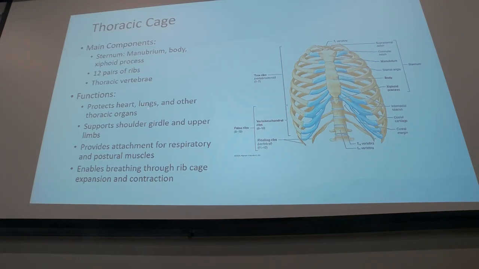So the functions of the thoracic cage in general are to protect the heart, lungs, and other thoracic organs. It supports as well the shoulder girdle and the upper limbs. It provides attachment for respiratory muscles. In between the ribs, we have intercostal muscles, internal and external. And then we have postural muscle attachment, and it enables breathing by helping to horizontalize the ribs and also bring them down. The ribs typically are pointing downward.